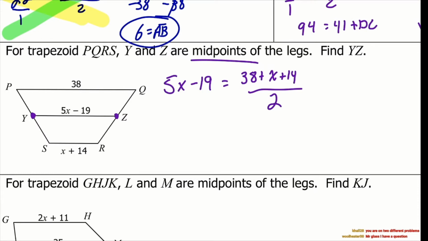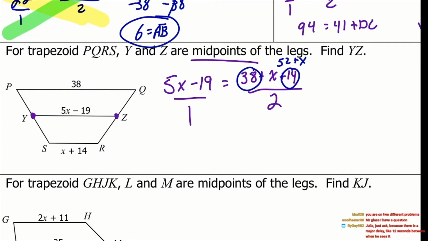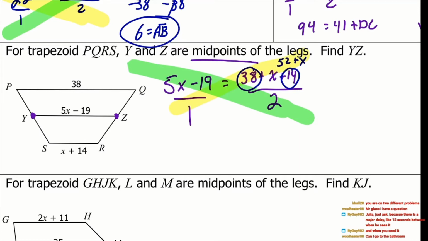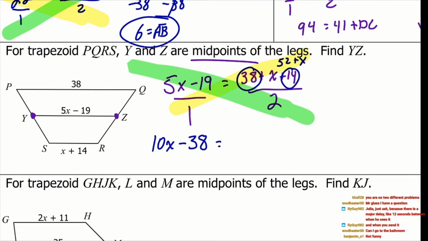I'm going to combine like terms in the top. Also going to put this over 1. Combining like terms, we get 52 plus x. Now I'm going to do my cross multiplication. Make sure when you cross multiply, especially right here, you distribute that 2. So it's 10x minus 38 is equal to 52 plus x.